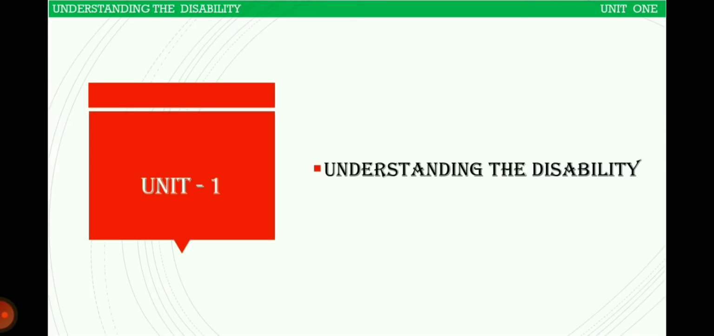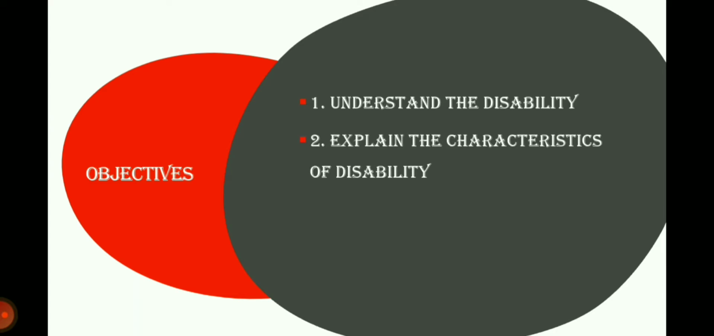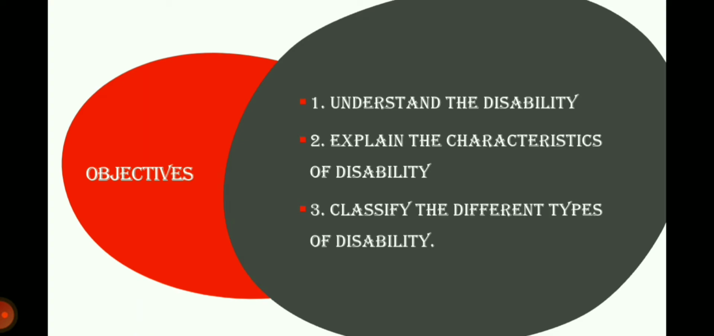And now we are going to discuss the chapter Understanding the Disability, the first unit of the subject Creating an Inclusive School. Let's start. Looking at the objective of this chapter, you have to understand what is disability, explain the characteristics of disability, and classify the different types of disability. So, after learning this chapter, you will be understanding what is disability, what are the characteristics of disability, and what are the classification of different types of disabilities.